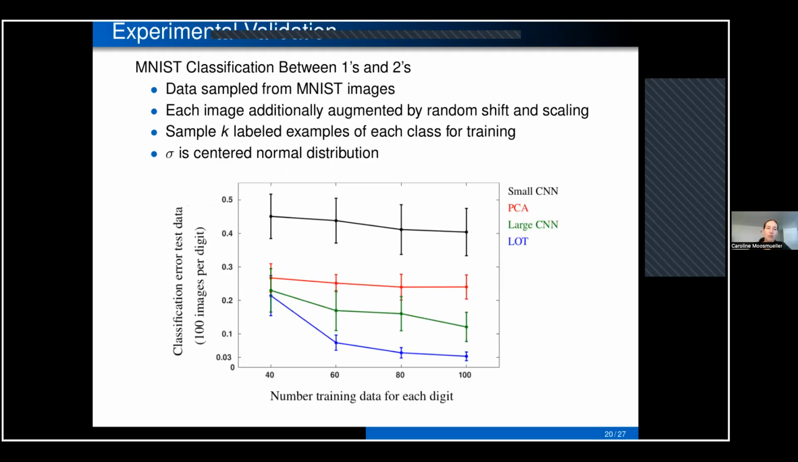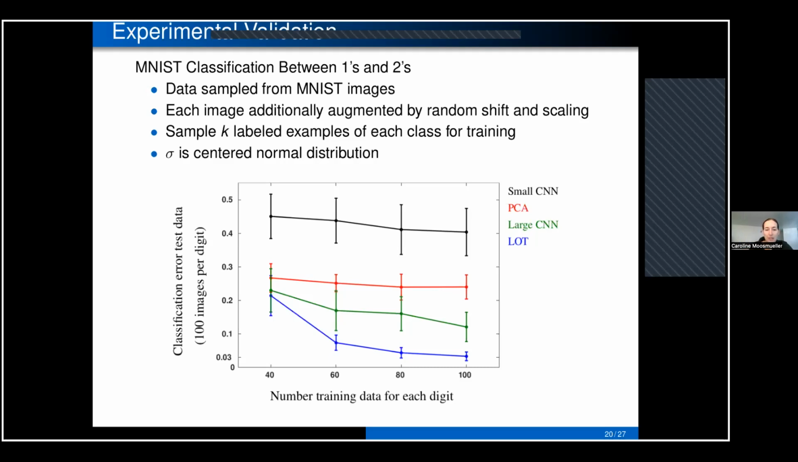And we did not actually use the original MNIST, which is centered around the middle, but made the problem a little bit harder, applied some shifts and some scalings so that the digits move around a little bit. Overall, it's a more complicated problem, and we see what happens. So, what you see in the plot is number of training data that we use versus classification error. For example, in the first experiment, 40 training images per class, and then test on 100 images per class.